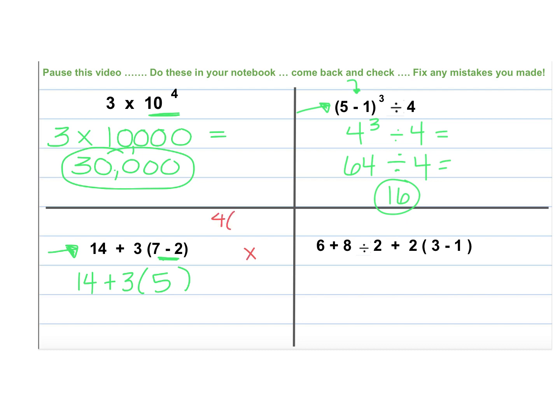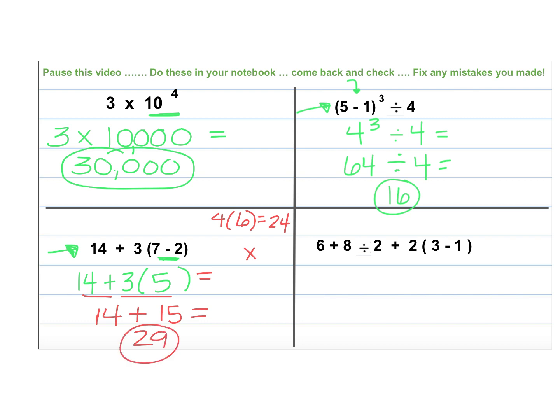When there is a number outside of the parentheses with no operation, it automatically means multiplication. So if it's like 4 times, or 4 parentheses 6, that would be 4 times 6, which is 24. So this basically means multiplication, which I have to do first before adding the 14. So it'd be 14 plus 3 times 5, which is 15. And then 14 plus 15 is 29.